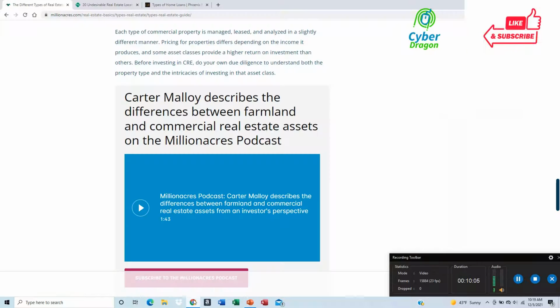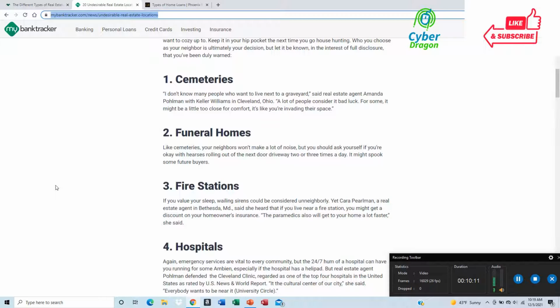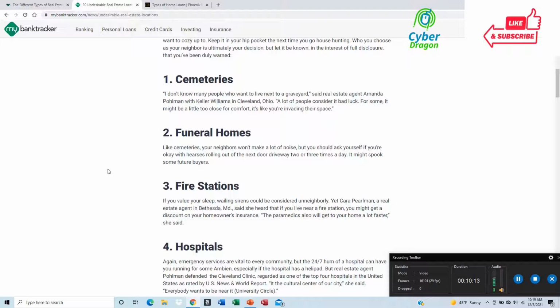And let's look at some more. You can go to mybanktracker.com. It'll tell you what type of houses you should avoid buying. You don't want to buy houses near a fire station because they make a lot of noise and it's very hard to sleep. And you have to get up like 6 in the morning and then go out the door before 7 o'clock to go to your job. But you can get some discount on your homeowner insurance.